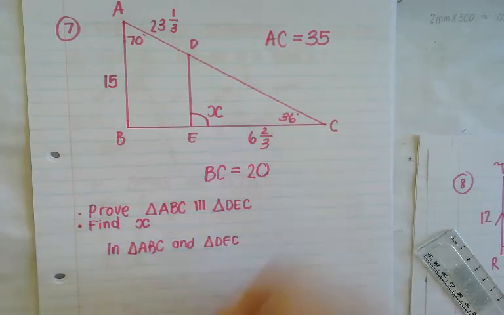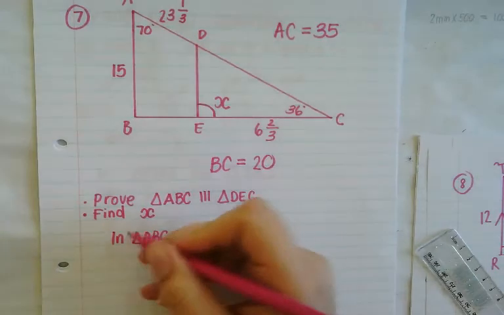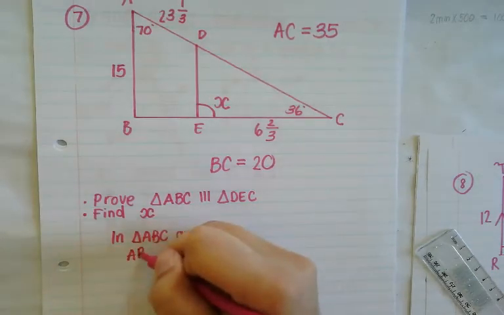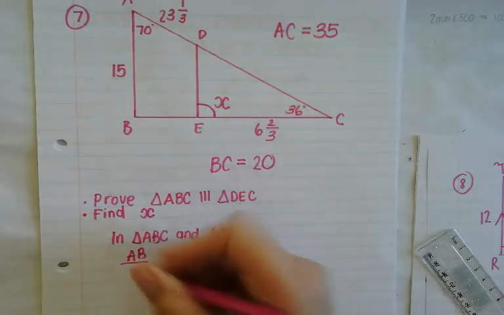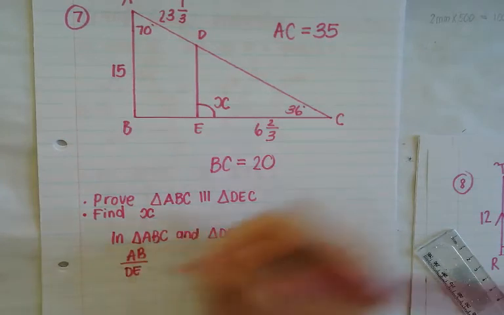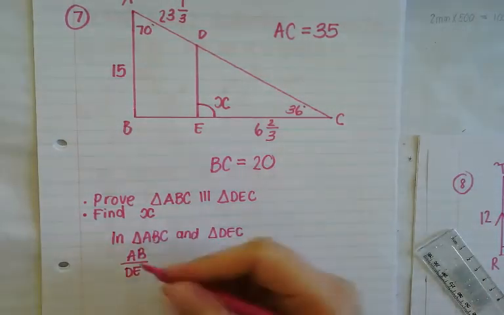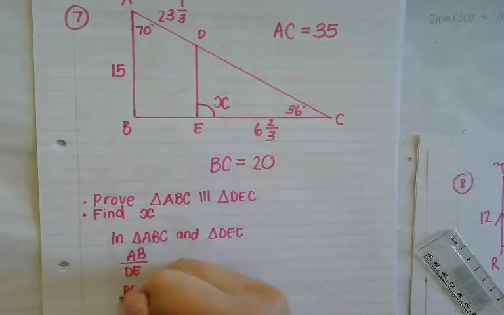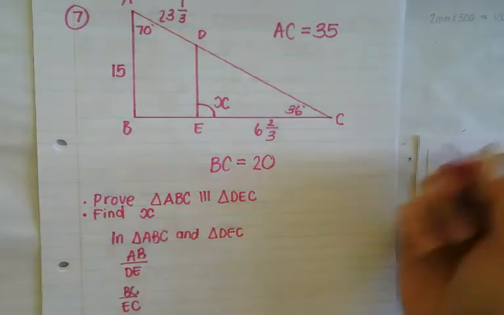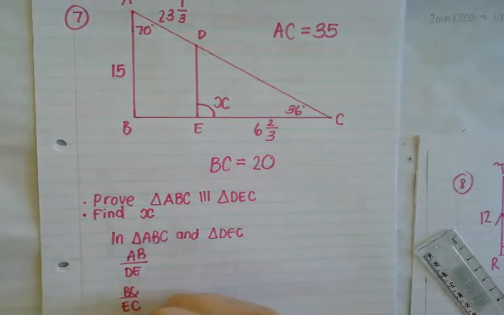They gave me the names, thankfully. I know that I'm going to have to find what AB divided by DE is. I'm going to have to find what BC divided by EC is. And I'm going to have to find what AC divided by DC is.